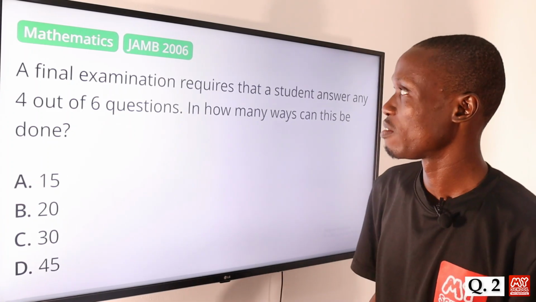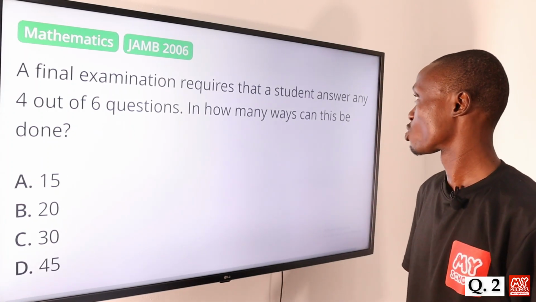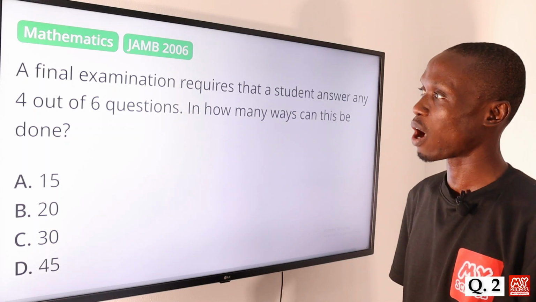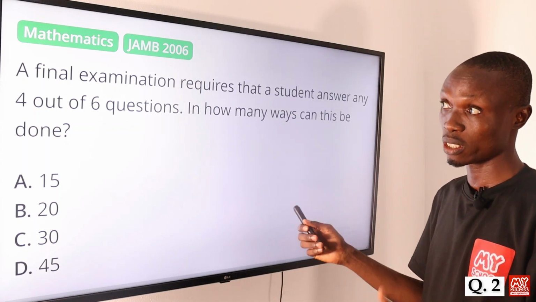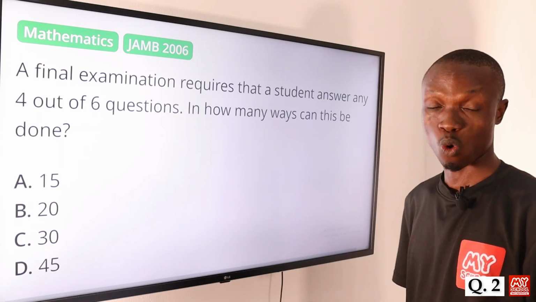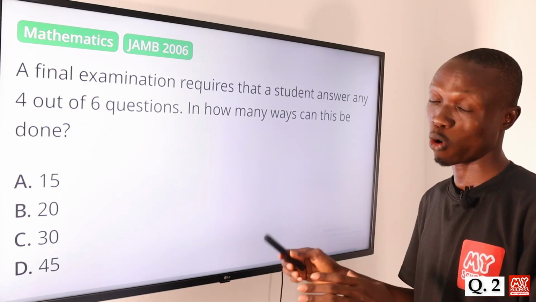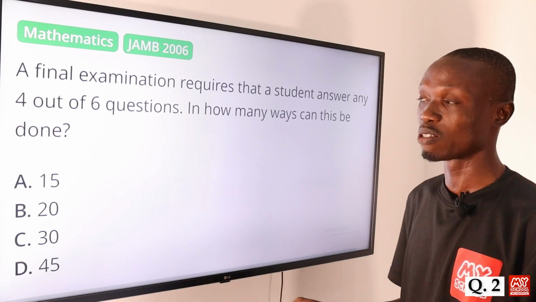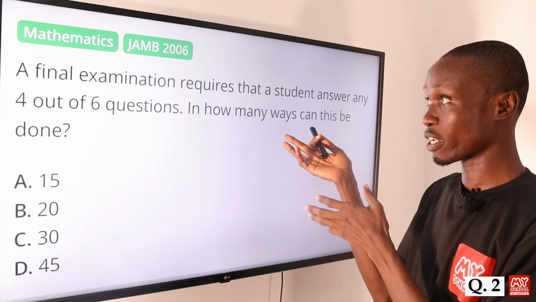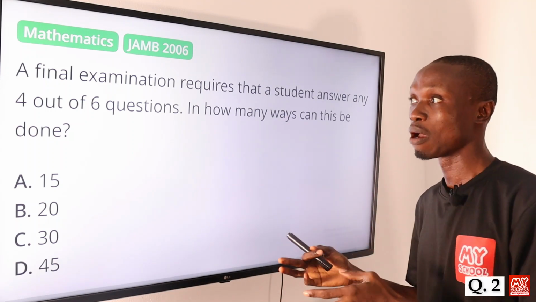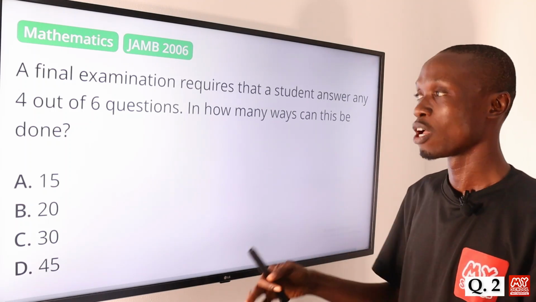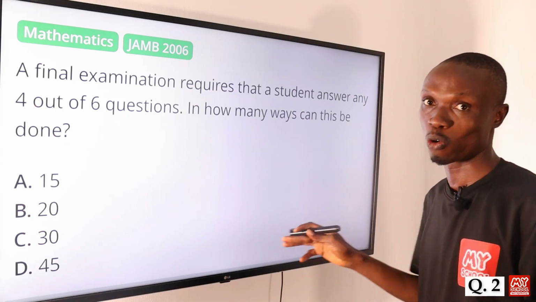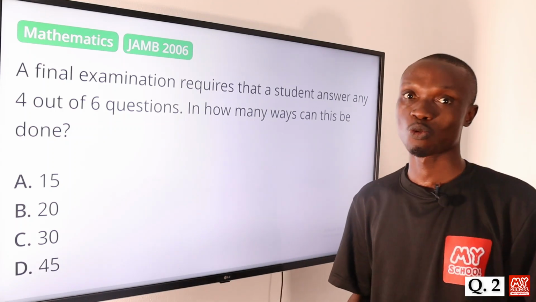Question 2. A final examination requires that a student answer any 4 out of 6 questions. In how many ways can this be done? This is a typical example of a question on combination. For combination, remember, no order is followed. The student can start by answering question 6 or can decide to start by answering question 1, so there's no order to follow. Let's move over to the board to find the number of ways this can be done.